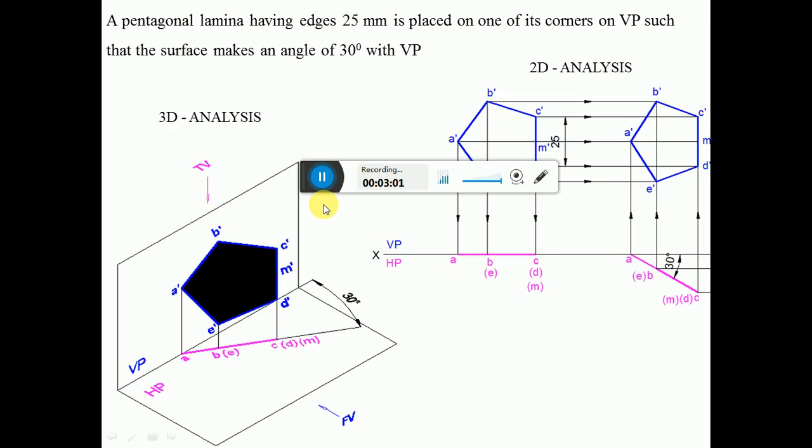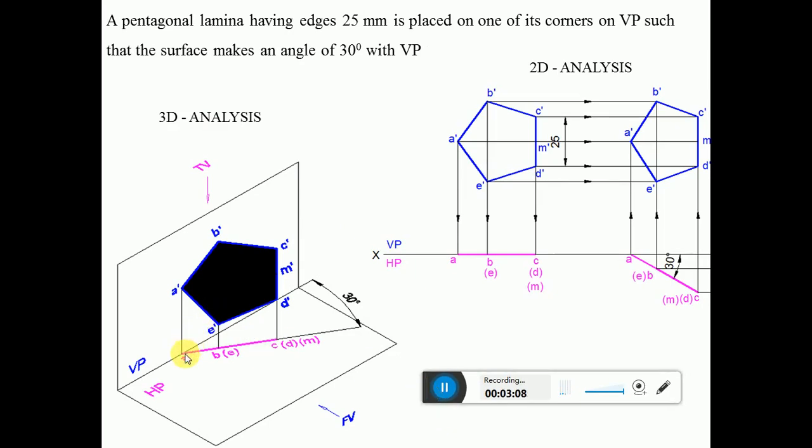And then he says the surface makes an angle of 30 degrees with VP. So in the second position, you can see the surface is inclined at 30 degrees to VP, and that inclination can be seen in the horizontal plane. Still the surface is perpendicular to HP, so you are getting a line in the top view. When you look from the front view, you are going to get a projected surface, which is not shown here for clarity.